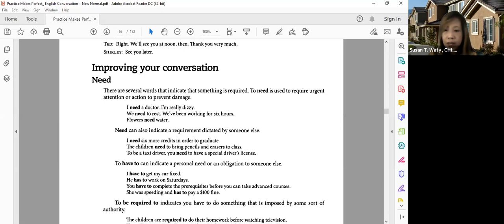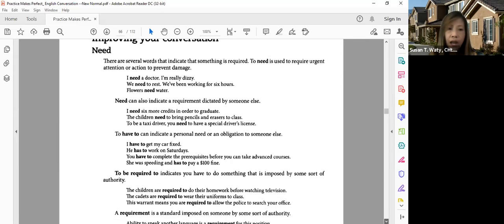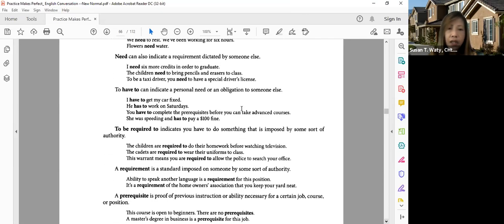All right, and then next we have have to, indicating a personal need or an obligation. For example, I have to get my car fixed. That's an obligation. Personal needs also. He has to work on Saturdays, indicating an obligation to work.